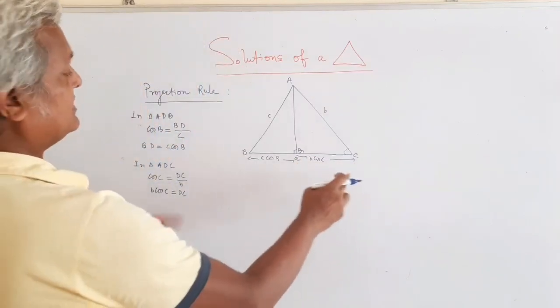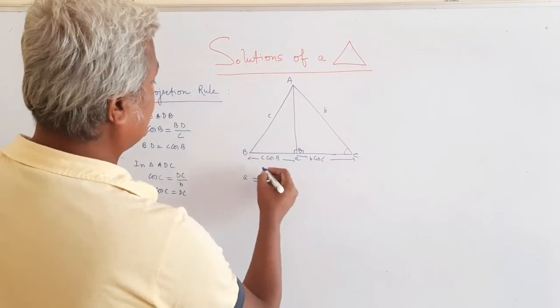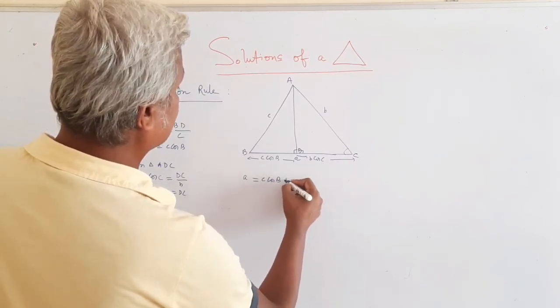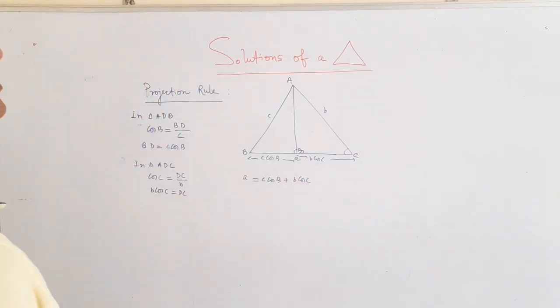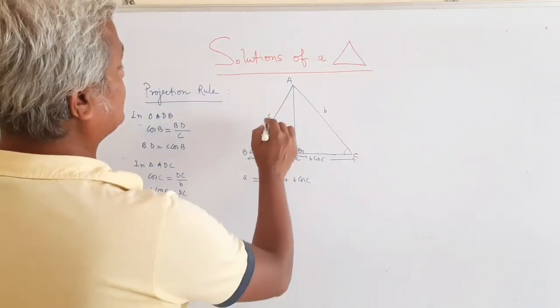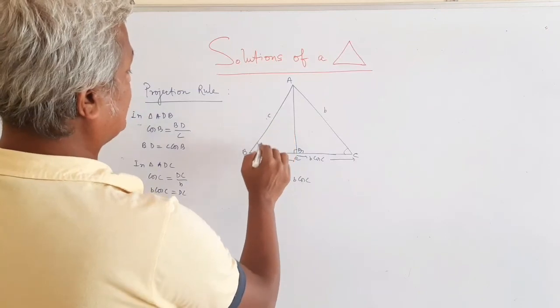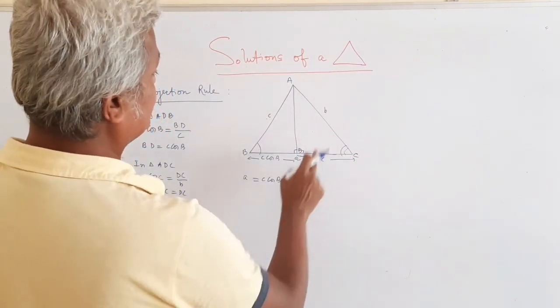And now you see this whole length is A. What is it equal to? C cos B plus B cos C. Now you try to find the pattern. C cos B plus B cos C is A.